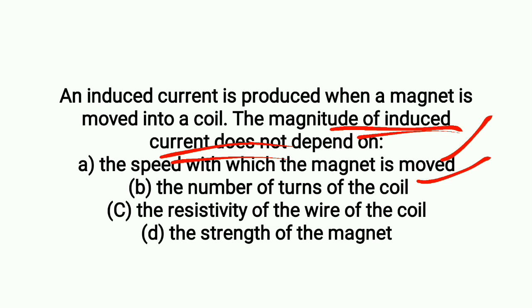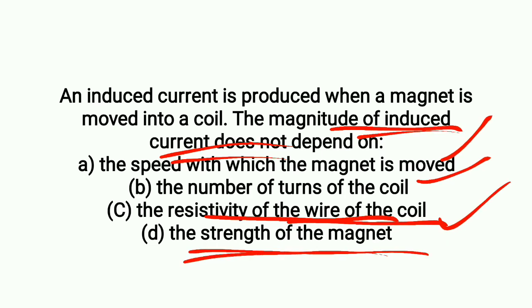Now, the resistivity of the wire of the coil. If you change the resistivity, here we need to find what the magnitude of induced current does not depend on. It does not depend on the resistivity of the wire. Look at option D also, the strength of the magnet. Yes, the induced current depends on the strength of the magnet also, but it does not depend on the resistivity of the wire of the coil. So the answer is option C.